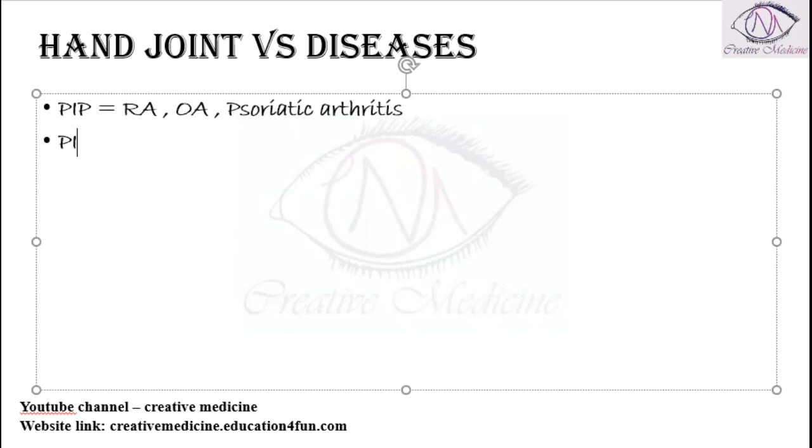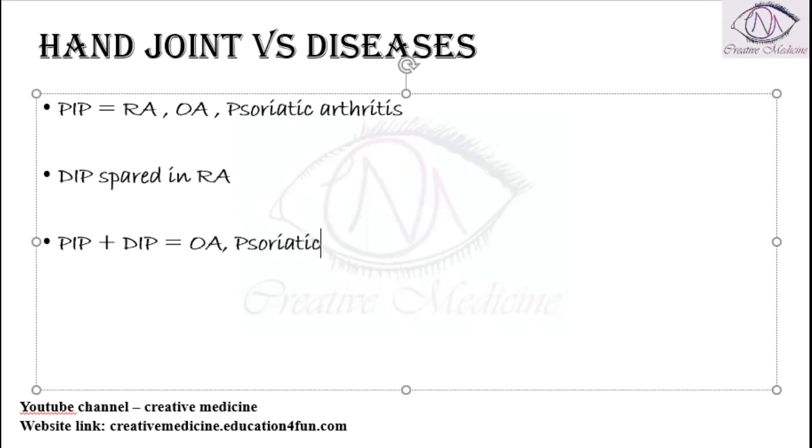If it is given that proximal interphalangeal joint plus distal interphalangeal joint is involved, remember that distal interphalangeal joint is spared in rheumatoid arthritis. So if it is proximal plus distal interphalangeal joint involvement, obviously it is not rheumatoid arthritis, so it is osteoarthritis and psoriatic arthritis.